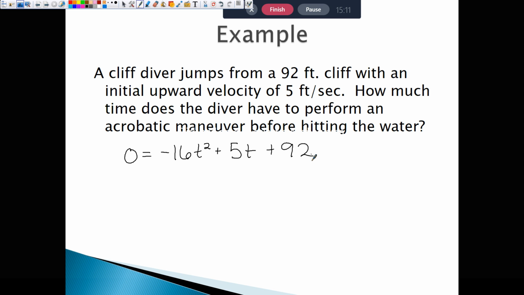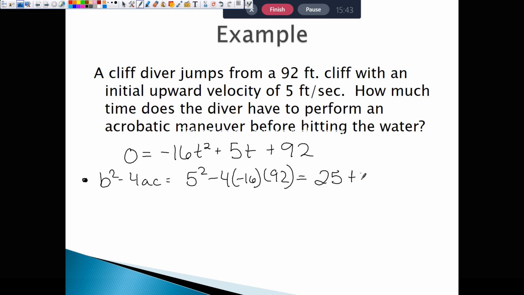So I need to find my discriminant. So b squared minus 4ac. My b is 5, so 5 squared minus 4 times negative 16 times 92. What is 5 squared? 25. Negative 4 times negative 16 times 92 is 5,888. And 25 plus 5,888 is 5,913.